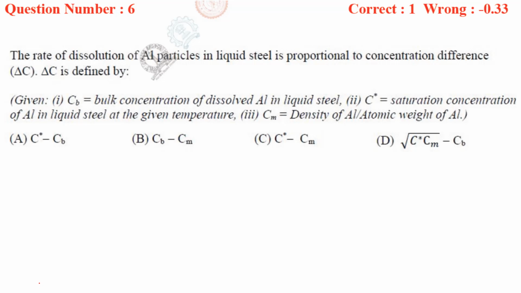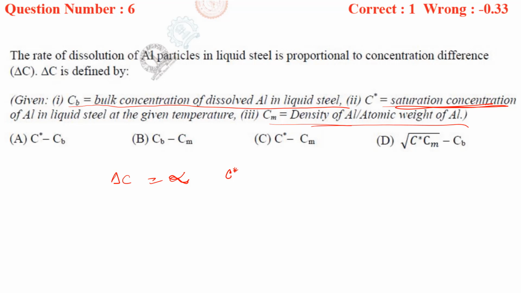Now we need to find delta C. It is given that the rate of dissolution of aluminum particles in liquid is proportional to the concentration difference. So see here, the concentration of aluminum in the bulk is given, and this is the saturation concentration. Cm relates to density, so we do not need to consider it right now. So what will be the concentration difference? The concentration difference will be the total saturation.